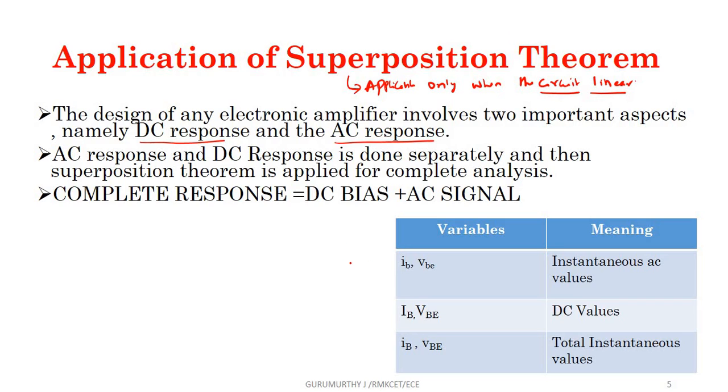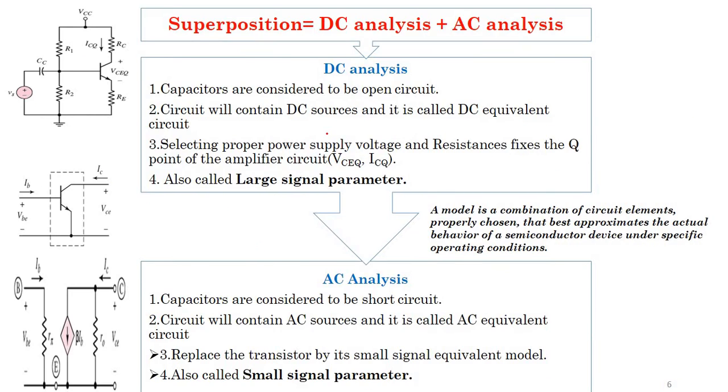So if it is small i, small v, then you are working with an AC signal. If it is capital I, capital V, then it is a DC signal. And if it is small i and capital V, then it is the instantaneous value. So the superposition theorem means we want to do DC analysis and AC analysis.